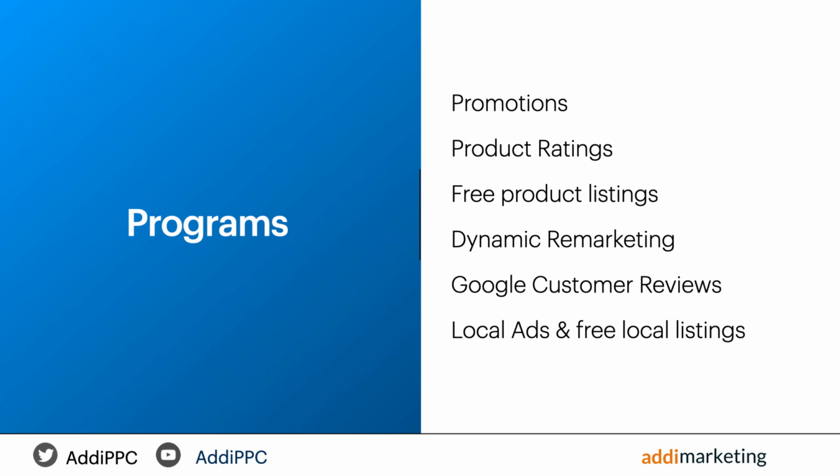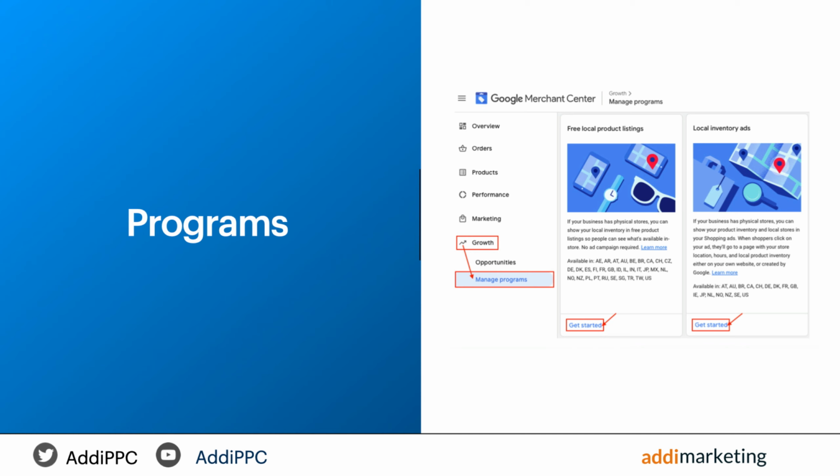Programs. Promotions are one of the extra Merchant Center features that are called programs. Merchant Center programs let you expand your product data beyond just shopping ads. To start, you need to opt into a program in the Growth Manage Programs section.